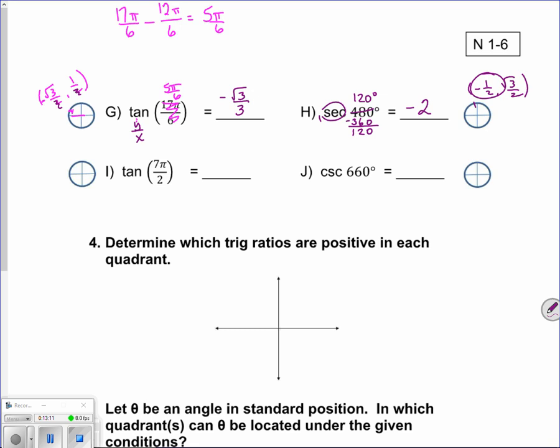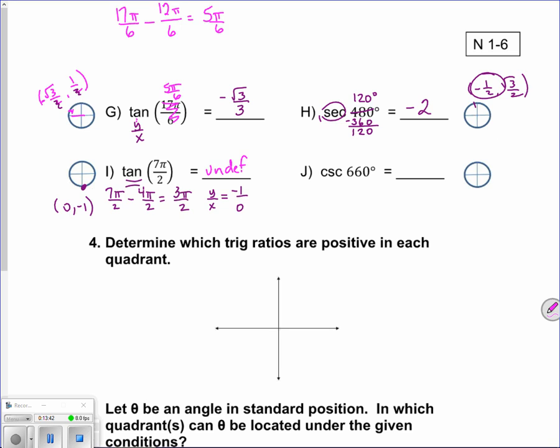Tangent of 7 pi over 2. Again, let's do coterminal angles. 7 pi over 2 minus 4 pi over 2, which is 2 pi, gives me 3 pi over 2. That's down there. Ordered pair, 0, negative 1. What is tangent? Tangent is y over x. So I have negative 1 over 0, so that is undefined.